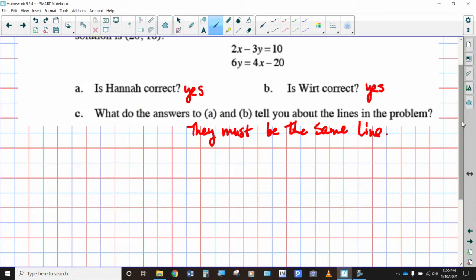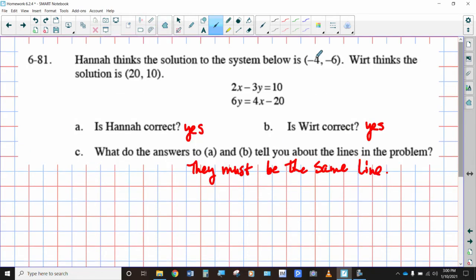Now, another way you could have tested it is this. You could have plugged in these values for x and y and seen that this ends up being equal to negative 8, this ends up being equal to positive 18, and that equals 10. So it definitely works for this one. And then you plug it in here, and you would see that both of them would work.